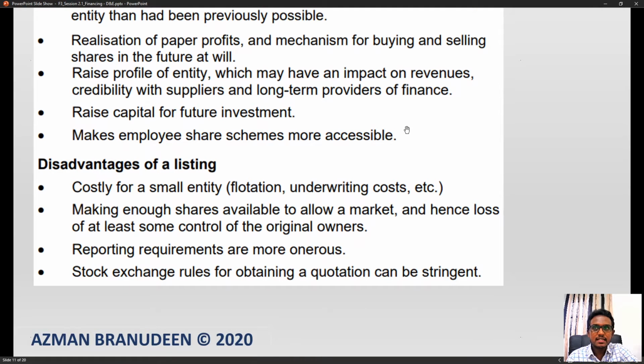But it also comes with a bunch of disadvantages, right? The disadvantages of a listing: it's costly for a small entity, with flotation, underwriting costs, etc. Making enough shares available to allow a market, and hence loss of at least some control by the original owners. Reporting requirements are more onerous, very detailed and demanding. You have to comply with a lot of regulations. You have to comply with SEC regulations. Stock exchange rules for obtaining a quotation can be stringent, right?